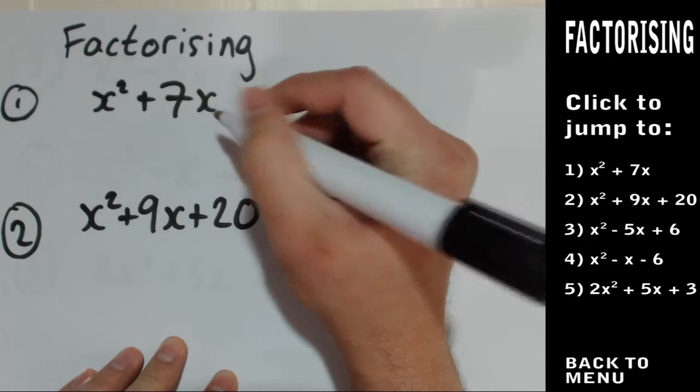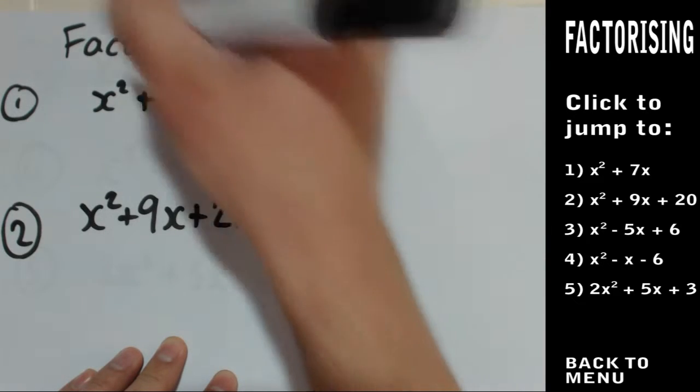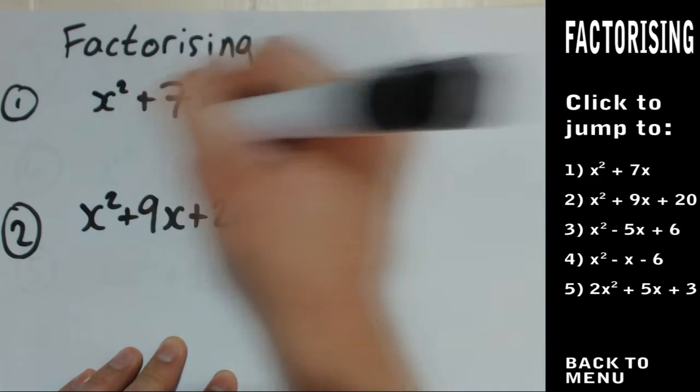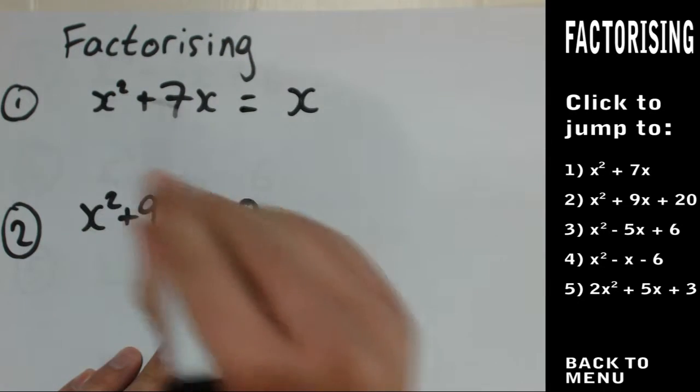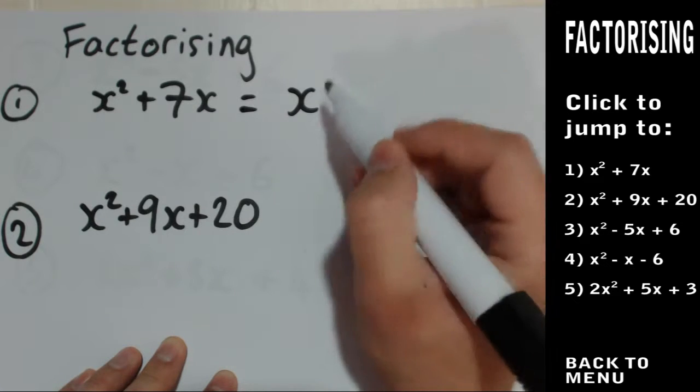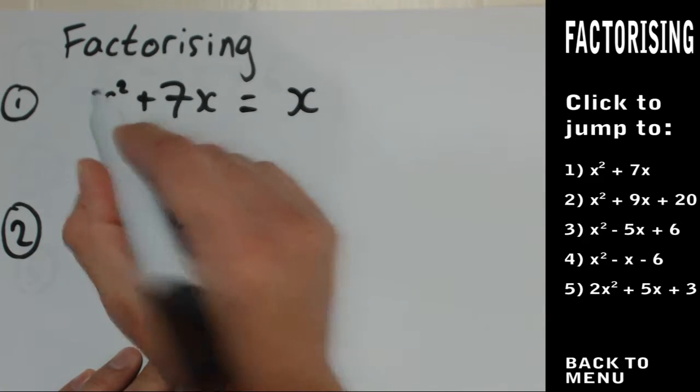This one won't involve two brackets. What goes into x squared and 7x? Just x. So it equals x. That is the common factor that goes into that part and it goes into that part. Now what do you multiply x by to get the first part?